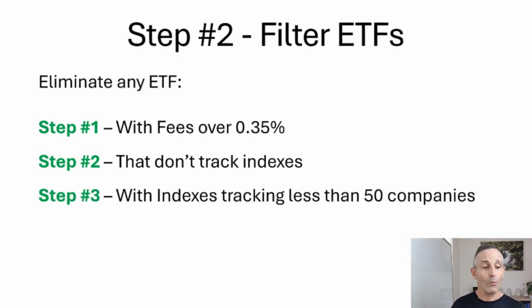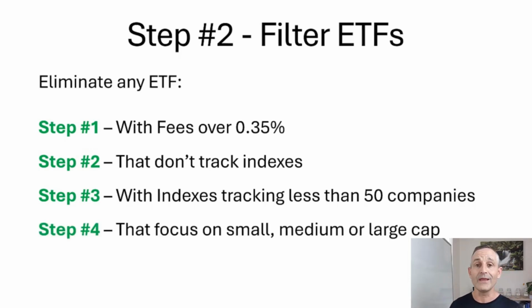Step number 3, we want to remove any indexes that have less than 50 shares in them, because that narrows the pool a little bit too far and creates more volatility. And then we want to remove anything that focuses on small, medium, or large capitalization companies. So any ETF that focuses on that, we want to remove. So let's have a look at what this looks like.